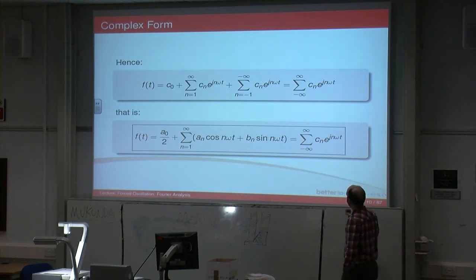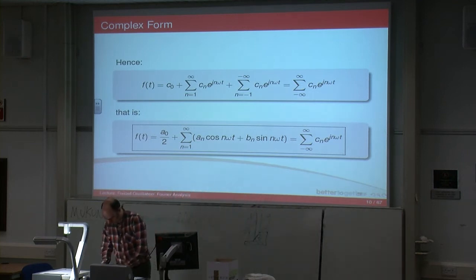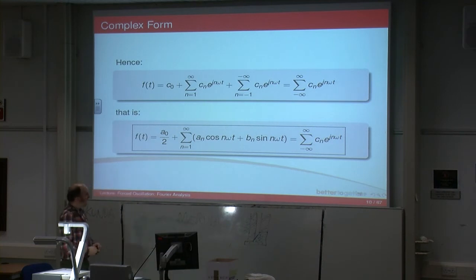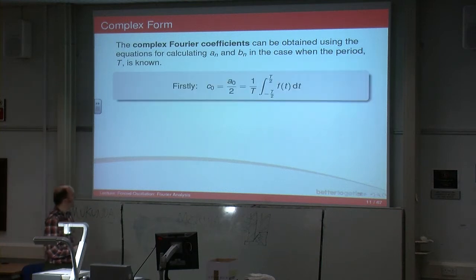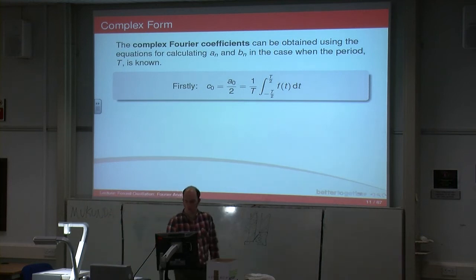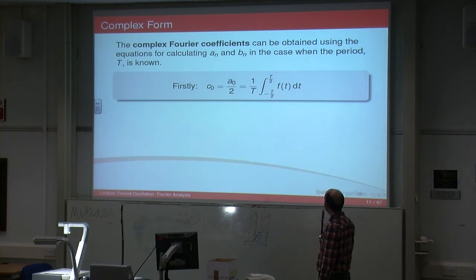And this is what we're going to be using in terms of deriving Fourier transforms. What's Cn? Well, we can work that out. Complex Fourier coefficients can be obtained using equations for calculating an and bn in the case where the period T is known. For c naught, it is simply the integral between half periods of the function. So if you know the function, you can work out c naught, and that's exactly the same as what we had for a naught.